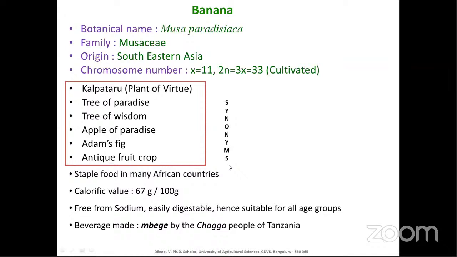Hence, if any of you have participated in sports, during training they give only banana, no other fruit crops. It is easily digestible because of the starch content and also fibrous content, and hence it is also used as baby food. It is used to make powders, and it suits all people from child to old age groups, hence it is suitable.